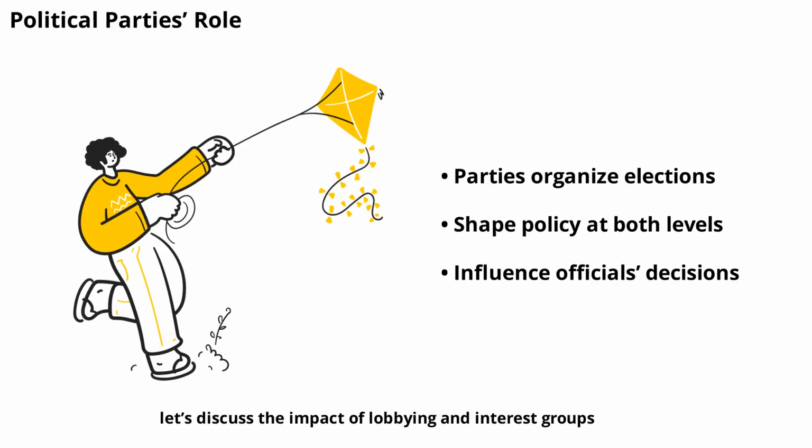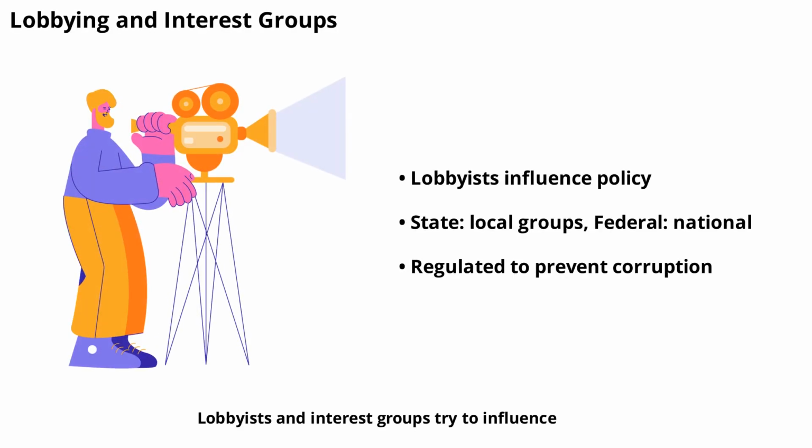Next, let's discuss the impact of lobbying and interest groups. Lobbyists and interest groups try to influence decisions in both state and federal offices. They represent businesses, unions, or causes, and advocate for policies that benefit their members. State offices may be more accessible to local groups, while federal offices deal with larger, national organizations. This advocacy is a normal part of democracy, but it's regulated to prevent corruption.